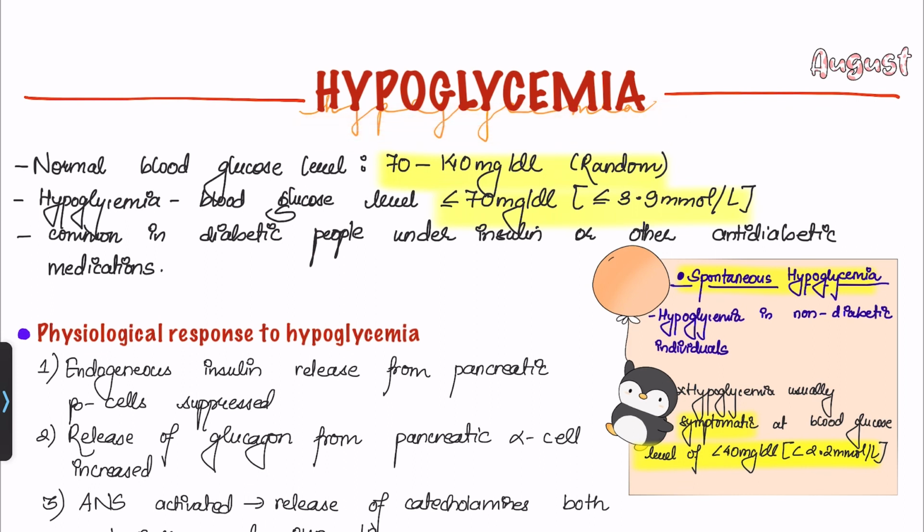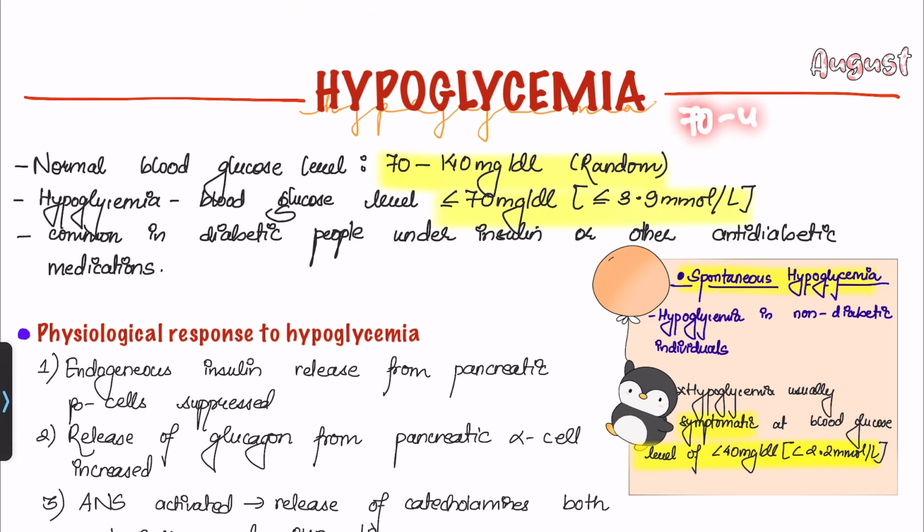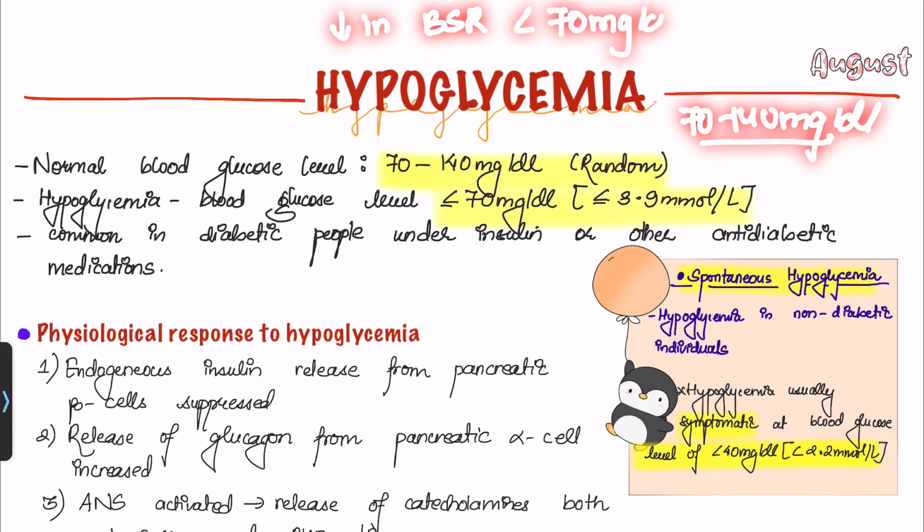Hypoglycemia is a condition in which there is a decrease in the blood glucose level. The normal blood glucose level is 70 to 140 milligram per deciliter. But whenever there is a decrease in the blood sugar level, that is, a blood sugar level of less than 70 milligram per deciliter or less than 3.9 millimole per liter, it is known as hypoglycemia.